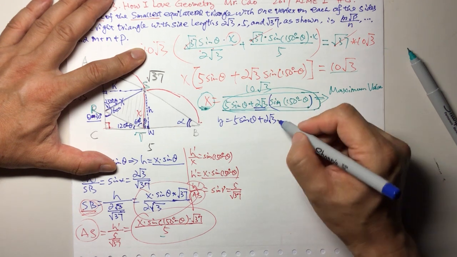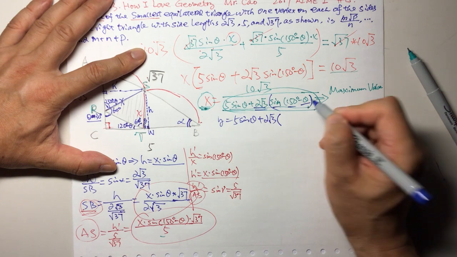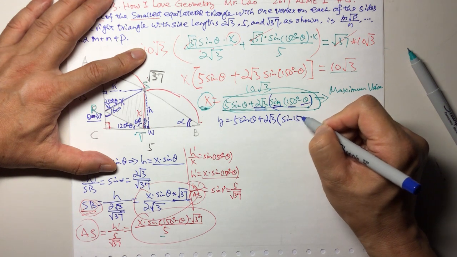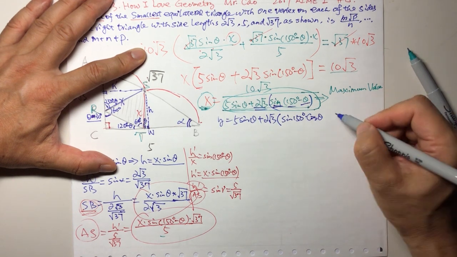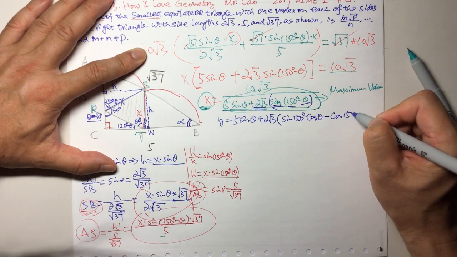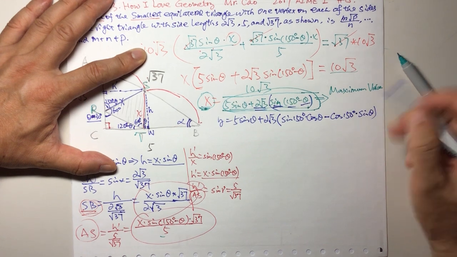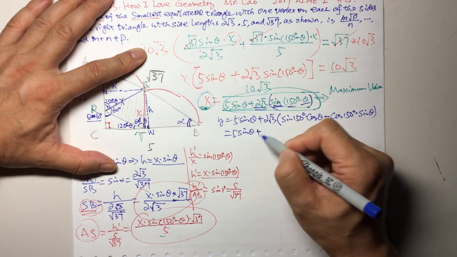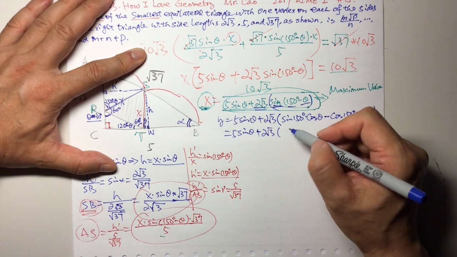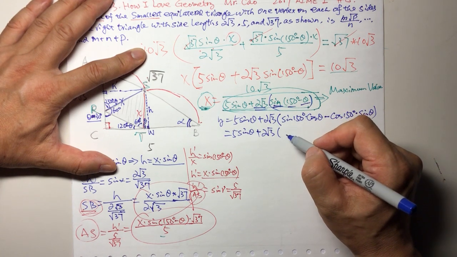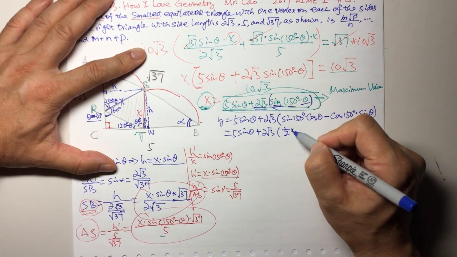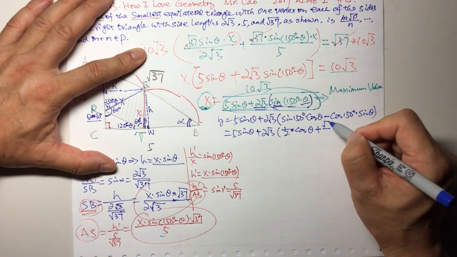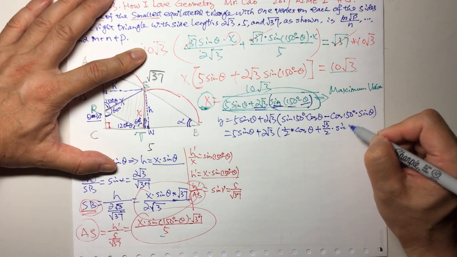Now I will expand this one. Sine of alpha minus beta, right? We can use the formula. So sine 150 degrees times cosine theta minus cosine 150 degrees times sine theta, right? That's it. Sine 150 degrees equals sine 30 degrees, so it's 1/2, times cosine theta, and minus cosine 150 is negative square root of 3 over 2, times sine theta.